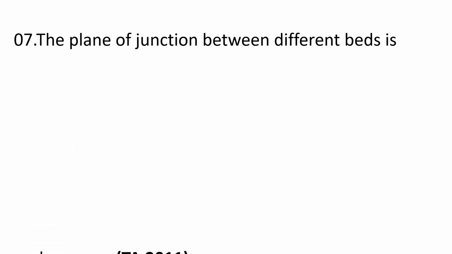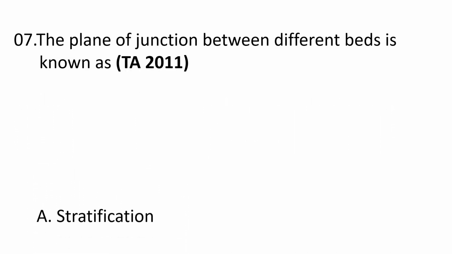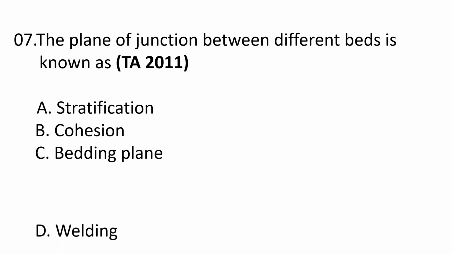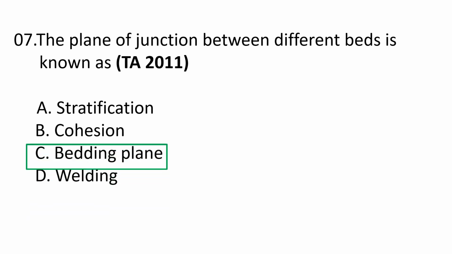Coming to the seventh question. The plane of junction between different beds is known as. Choices are A. Stratification, B. Cohesion, C. Bedding plane, D. Welding. The correct answer is C, bedding plane.